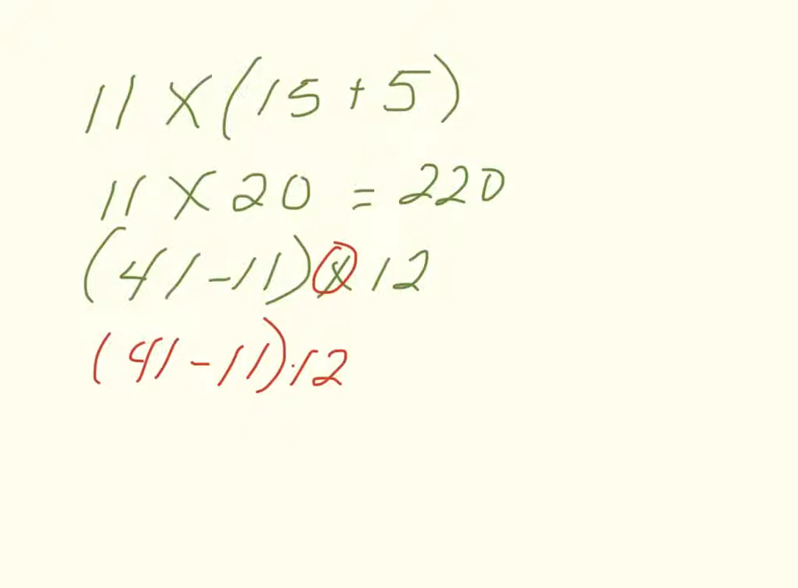So the first thing I would do in this situation is I would get rid of the bracket, so I would subtract 41 minus 11, and I would get 30 times 12. And you might not know what 30 times 12 is, but you can do 3 times 12 is 36, and then you want 36 tens, so you need to move that into the tens place.